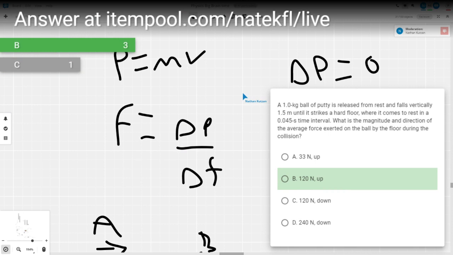It's the force exerted on the ball, not the force exerted on the floor. Yeah, and it can't be 33, because then the ball would go straight through the floor, wouldn't it? It wouldn't stop in 0.45 seconds.